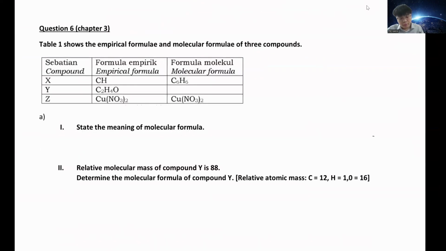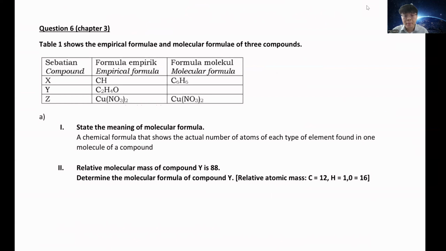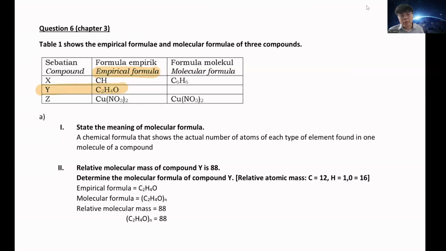What is the molecular formula? Similar to the previous answer. The relative molecular mass of Y is 88. So they want you to determine the molecular formula. In this case, they give you the empirical formula. So you can write empirical formula equals C2H4O4. For the molecular formula, just add a bracket with N. Then the mass equals 88.